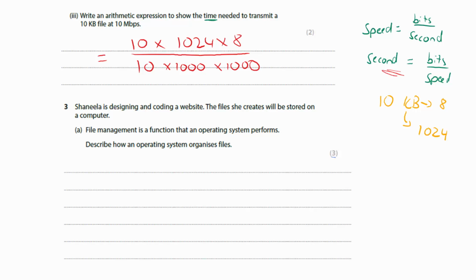That's usually how it goes. Like here, a 2 marker, you get a mark for each, for the denominator and for the numerator. So describe how an operating system organises files.